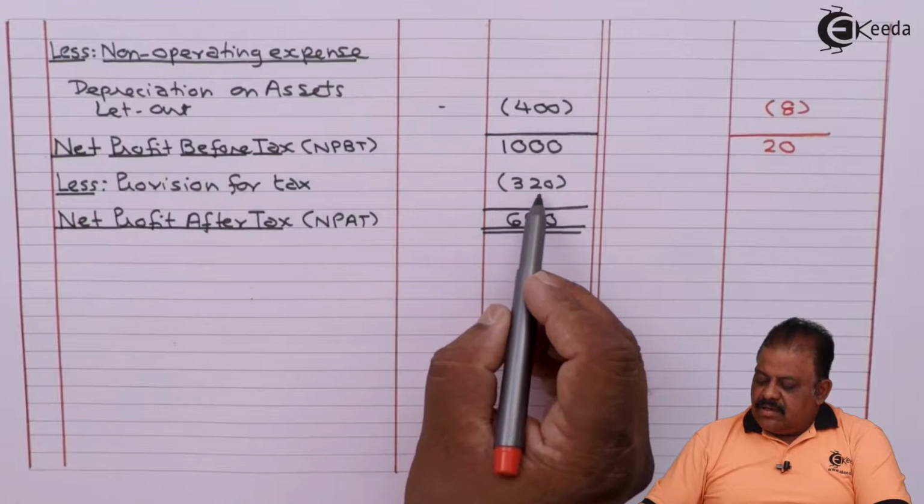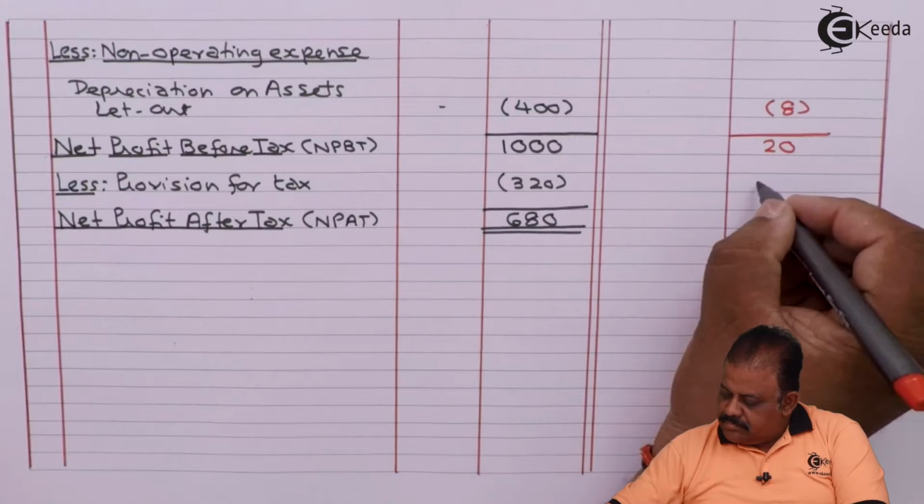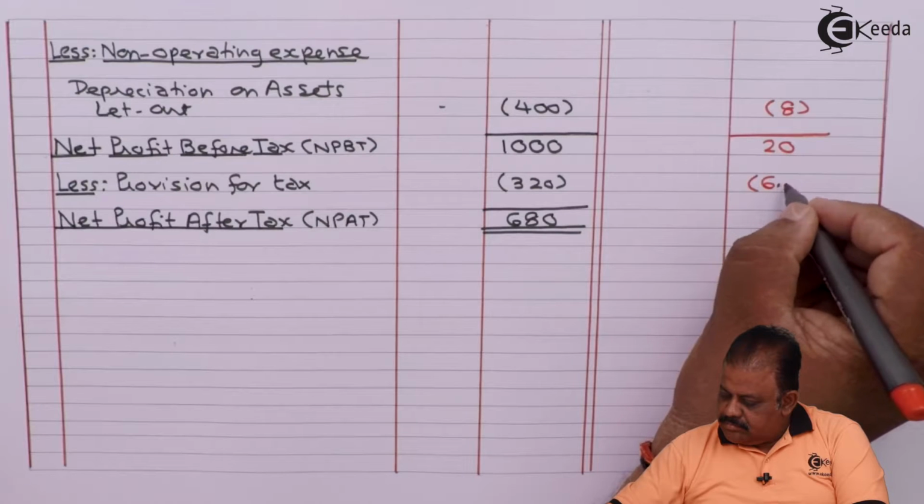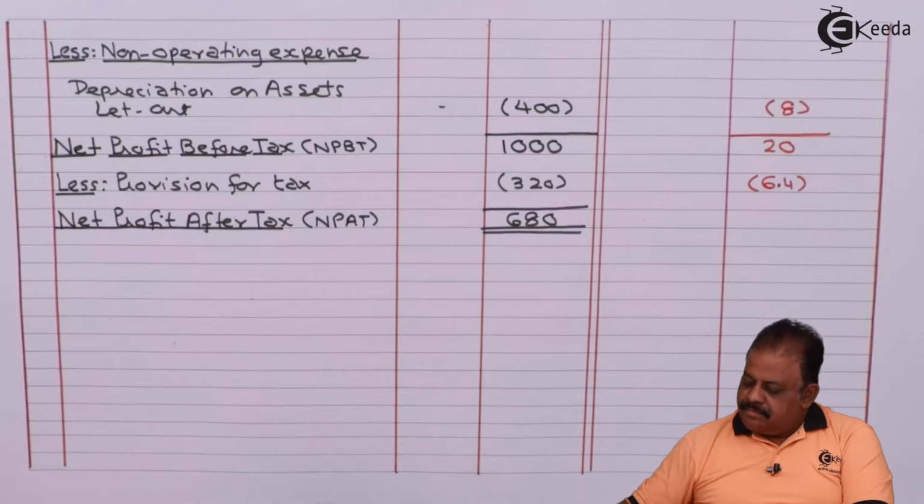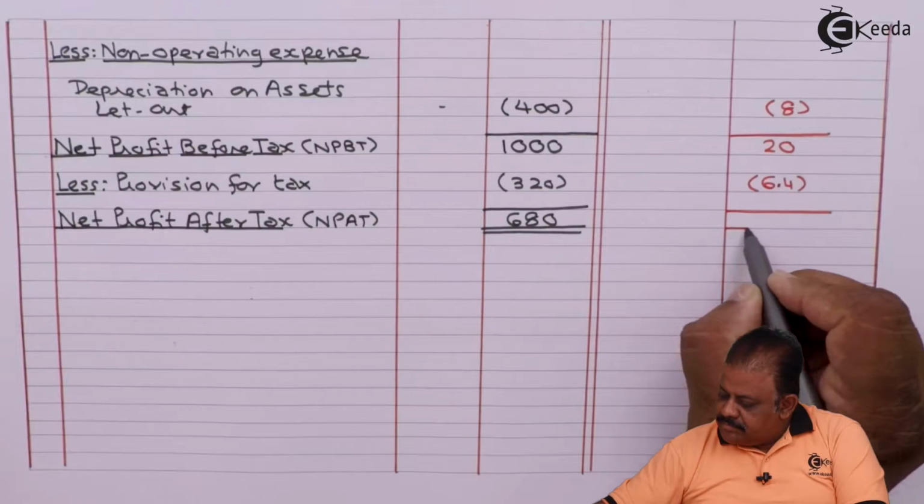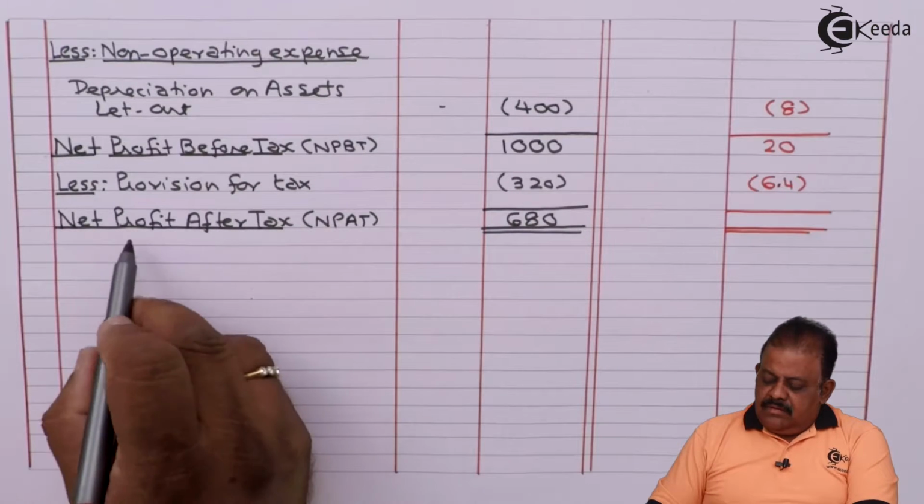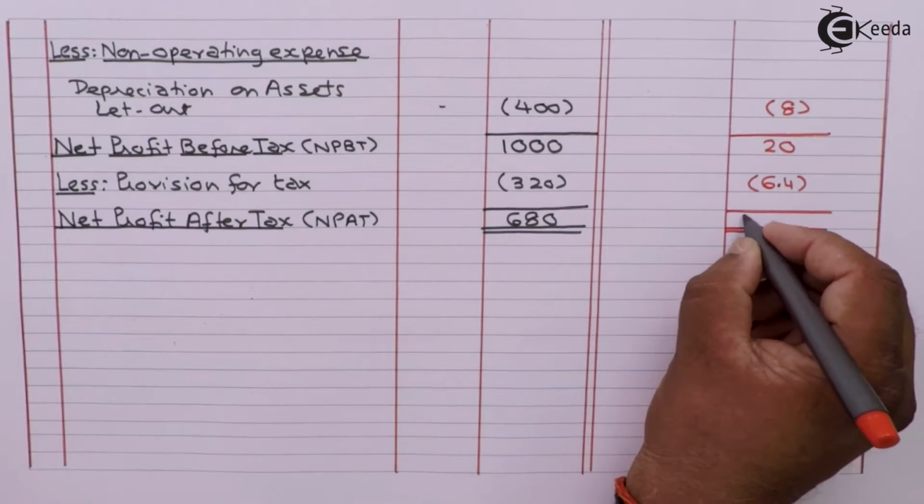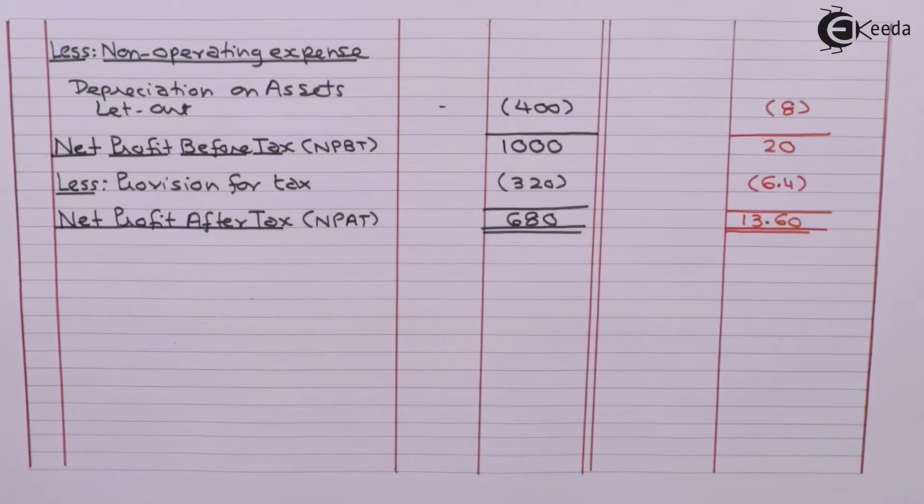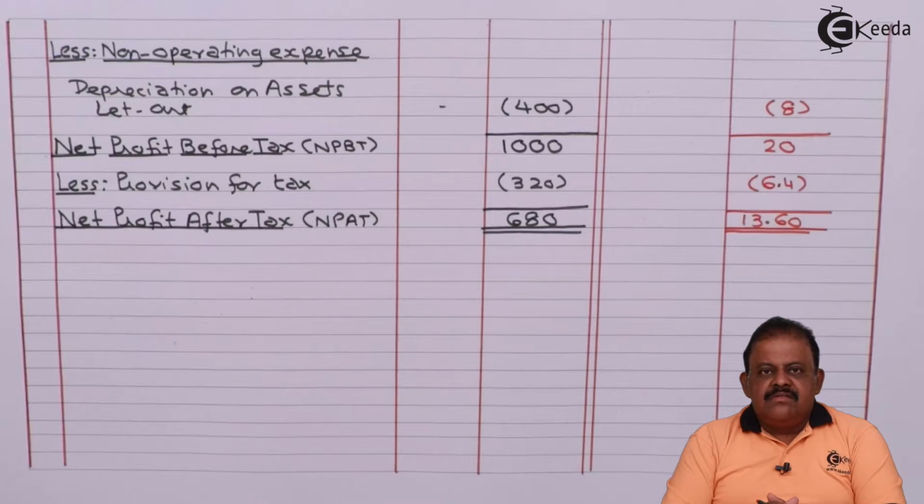Provision for tax 320,000, (6.4%). Net profit after tax 680,000. Finally 13.60%. We have completed common size income statement. Now we'll proceed to prepare common size balance sheet.